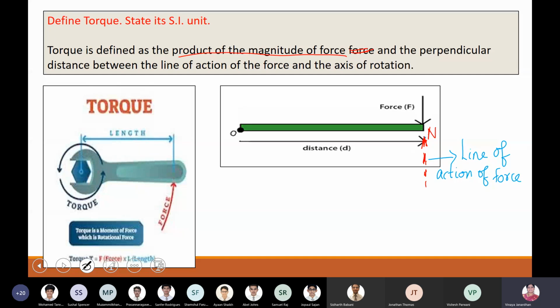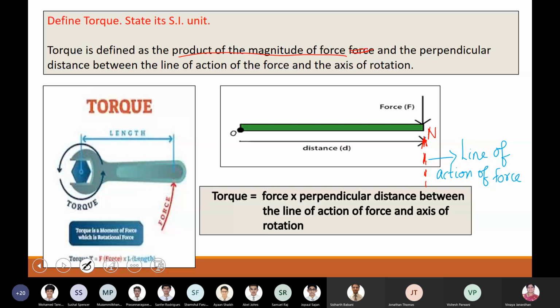Anyway, now look at the statement. Your torque, we represent it with a Greek letter. This letter, we pronounce it as tau. Right? Tau is equal to F into D. I'll just take it as FD or FR. Now let us take this as D. Now what is D? The perpendicular distance between the line of action of the force and the axis of rotation.